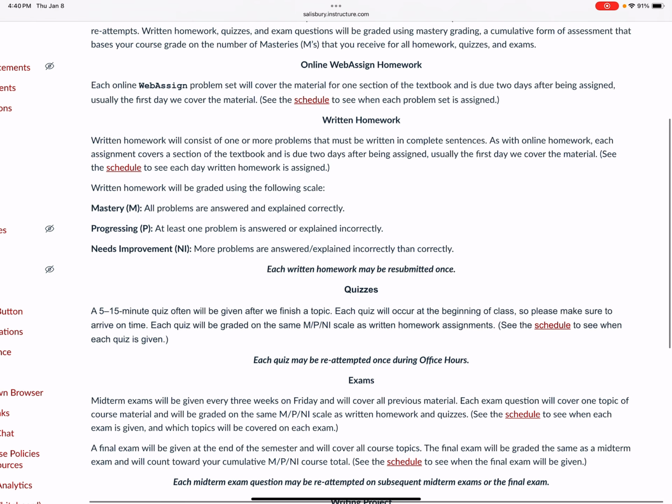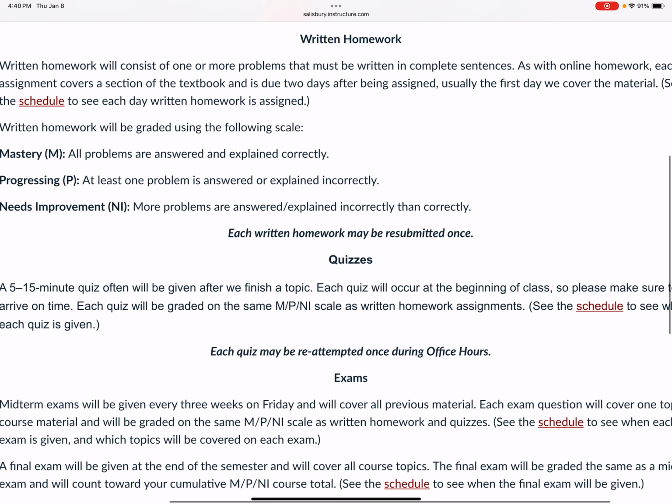Okay? We'll be having a lot of quizzes in this class. Whenever we finish a topic, we'll have a quiz. It'll be like 19 throughout the semester, I think. They'll always be at the beginning of class, so please show up on time. They'll be 5 to 15 minutes long. They're also graded on that mastery, progressing, needs improvement scale. So again, you get a mastery only if all the questions on your quiz are correct. But if you don't master a quiz, you can come to my office hours and reattempt it.